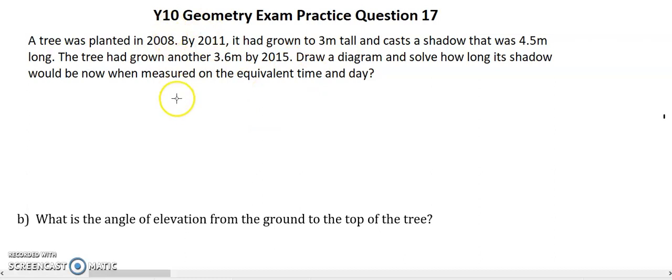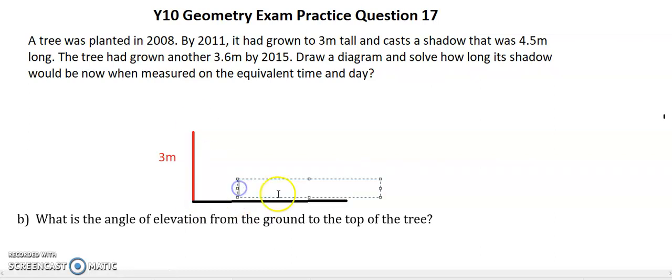So let's look at our first part. It says our tree was planted and by 2011 it had grown to 3 meters. So this is my tree here and I know that it is now 3 meters. And it casts a shadow that is 4.5. So I've got a shadow here and that is 4.5.